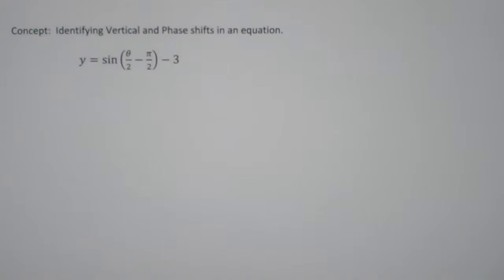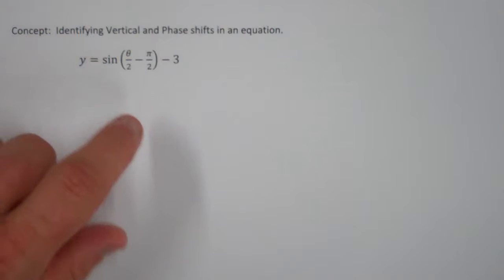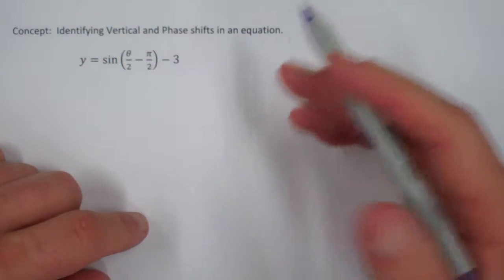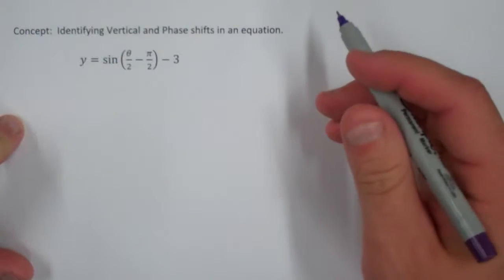In this video we're going to be looking at vertical and phase shifts in an equation. In the first concept video you saw a graph and got a graphical picture of what's happening with these vertical and phase shifts. We want to also be very good at looking at an equation and figuring out what the vertical and phase shifts are from the equation.